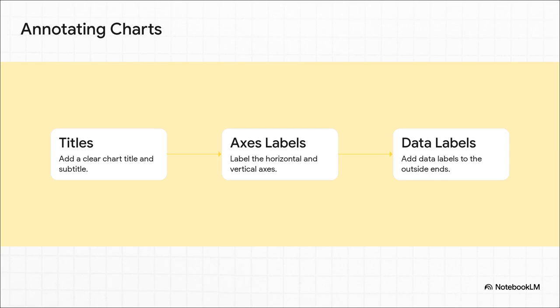Step 1. Add a clear chart title and subtitle. Notice how adding distribution of grades instantly gives context to random letters like A, B, C, and D. Step 2. Label your axes. The horizontal axis should say region or grade, and the vertical axis should clearly say count. And step 3, add data labels to the outside ends of your bars or pie slices. This lets your viewers see the exact number without having to guess or trace invisible lines with their eyes. It's simple, structured, and elegant.